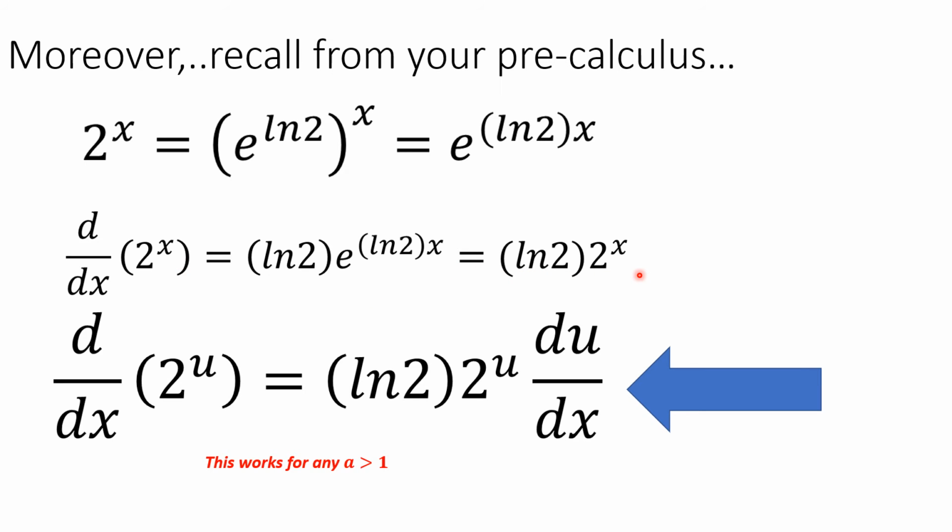And certainly we always have to be mindful of the chain rule, and so the chain rule would read as follows. The derivative with respect to x of 2 to the u is ln 2 times 2 to the u, and then times du dx by the chain rule. And this doesn't work just for 2, it works for any a greater than 1. All you need to do is replace the 2 with an a, and you're good to go.